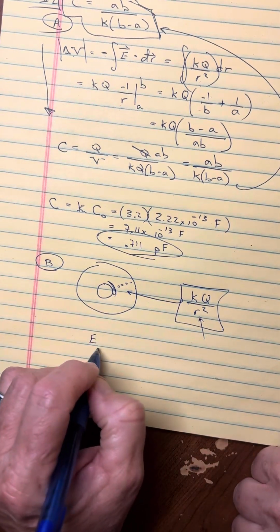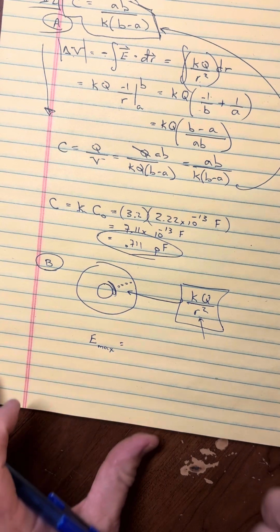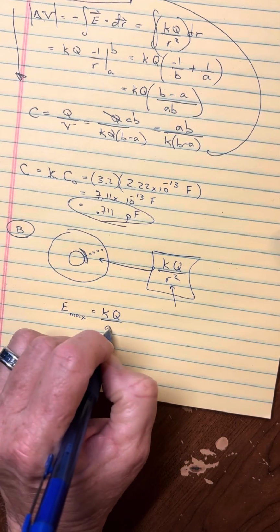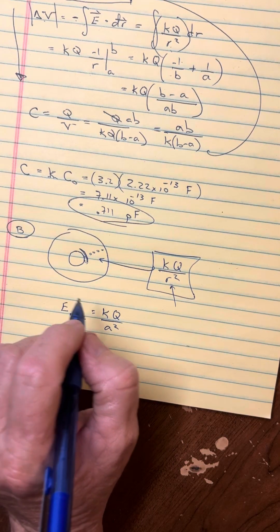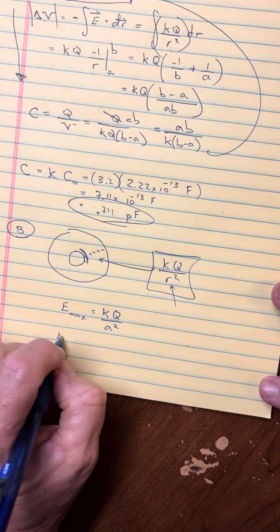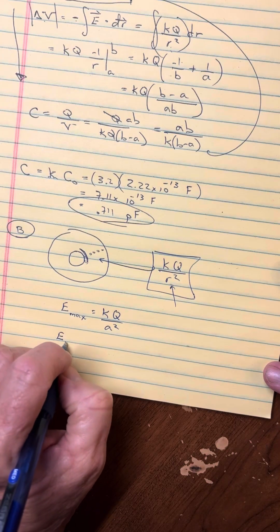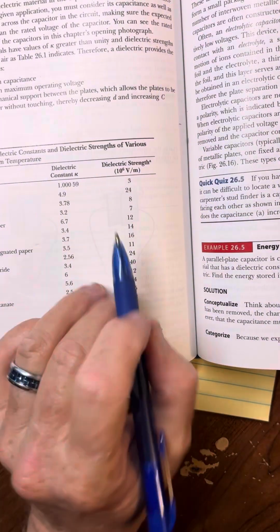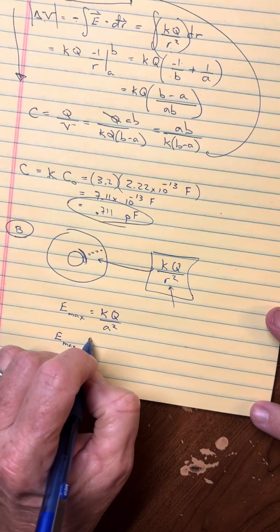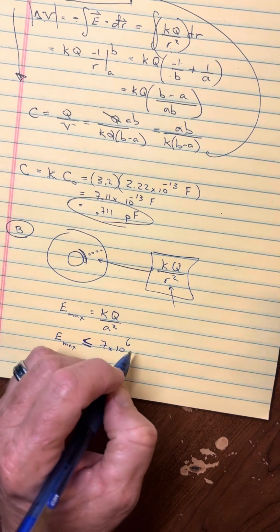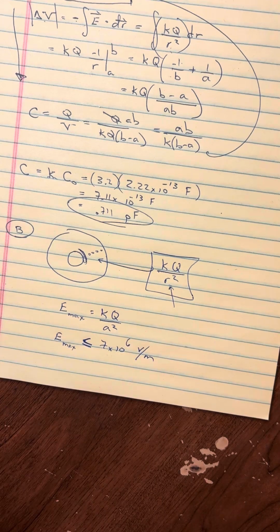And so in other words, we get the maximum field when we are right at radius A squared. And then also from the chart here, which is called the dielectric strength, here it says it cannot exceed, so the electric field must be less than, I'll even say equal to, 7 million volts per meter.